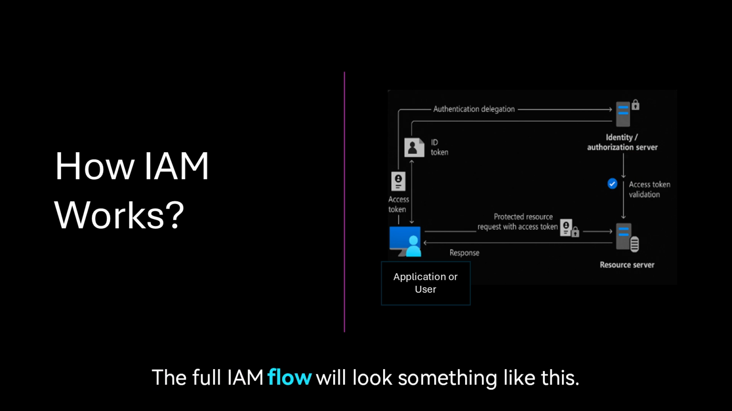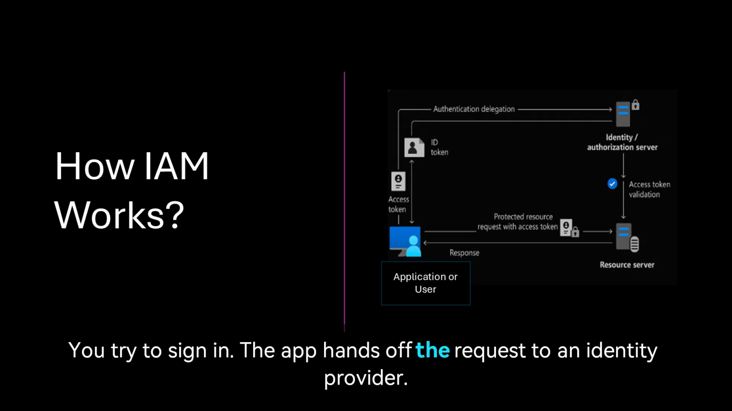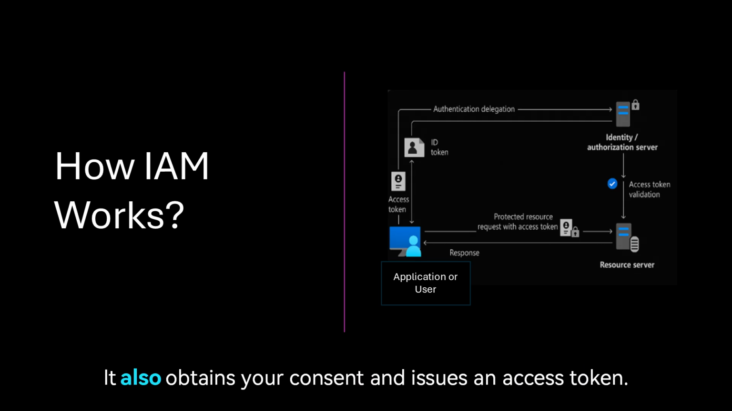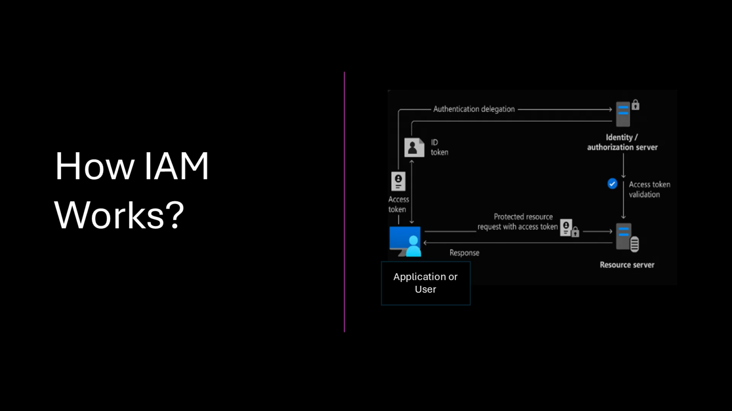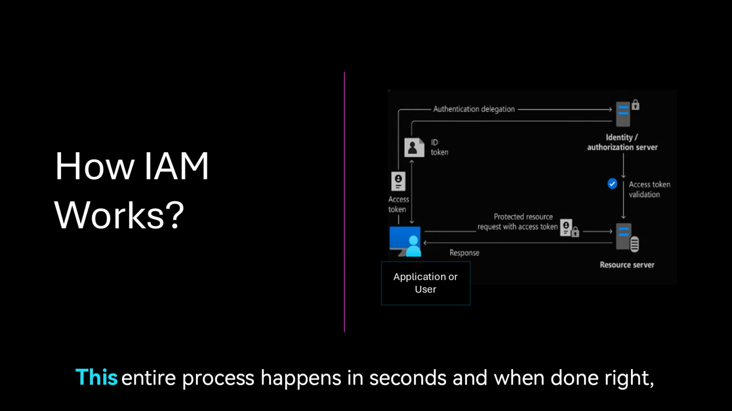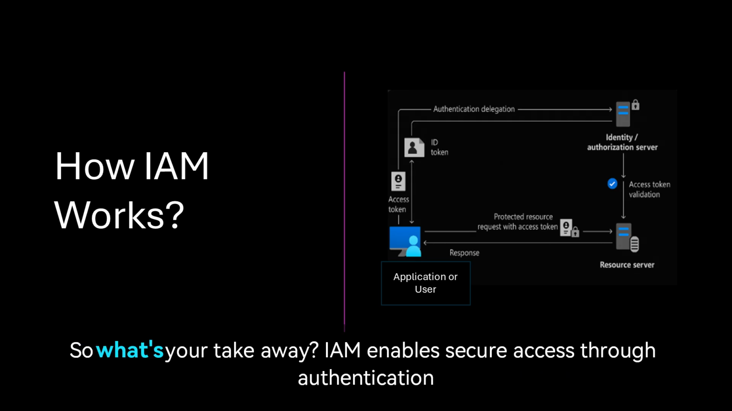The full IAM flow will look something like this. You try to sign in. The app hands off the request to an identity provider. The identity provider authenticates you and issues an ID token. It also obtains your consent and issues an access token. The app uses that access token to fetch resources. The resource server validates the token and sends the response. This entire process happens in seconds, and when done right, it ensures a seamless, secure experience for both users and systems. So, what's your takeaway?